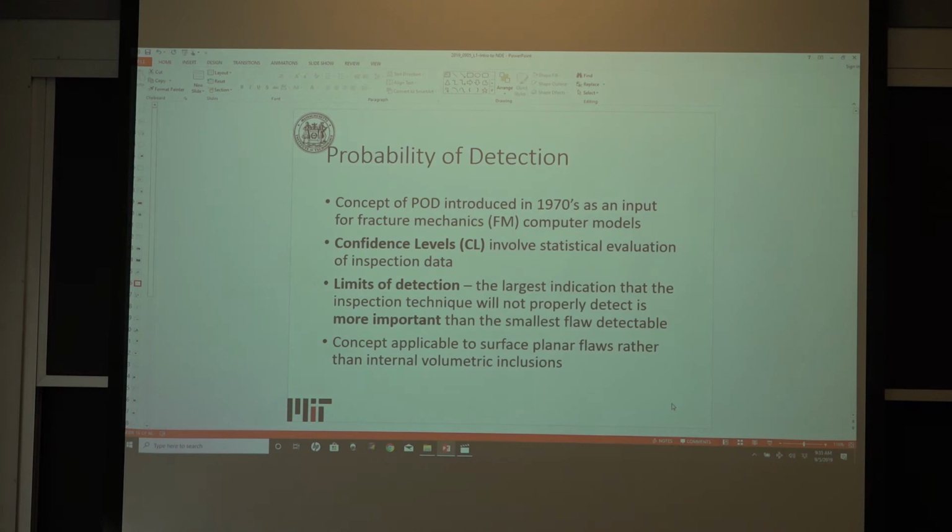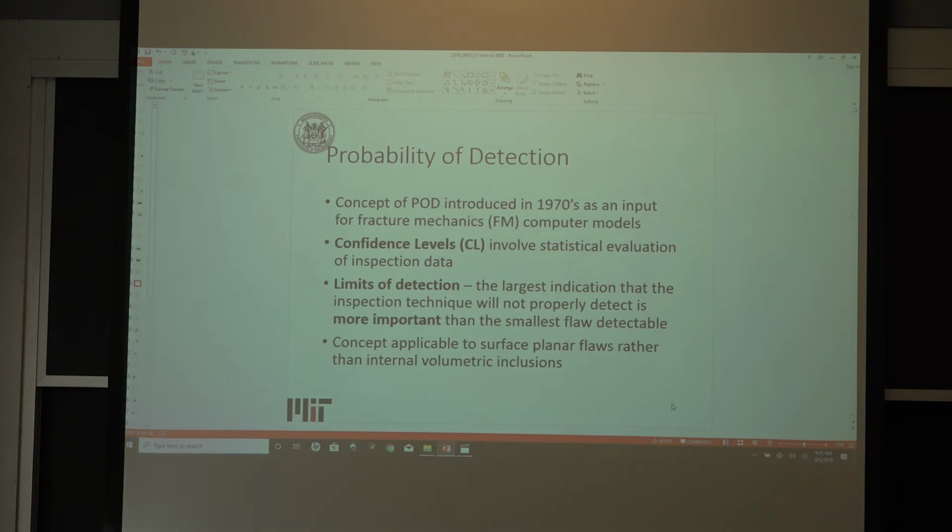So probability of detection was a concept first introduced in the 1970s, and it relates towards fracture mechanics and Griffith theory, and it deals with trying to predict crack growth properties. So both the rate of crack growth as well as when initiation of a crack will begin. It relates towards the confidence which the technique has.